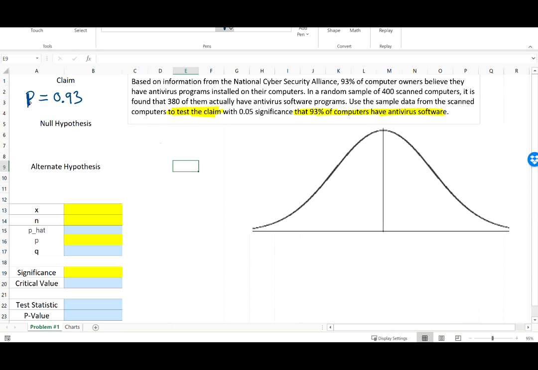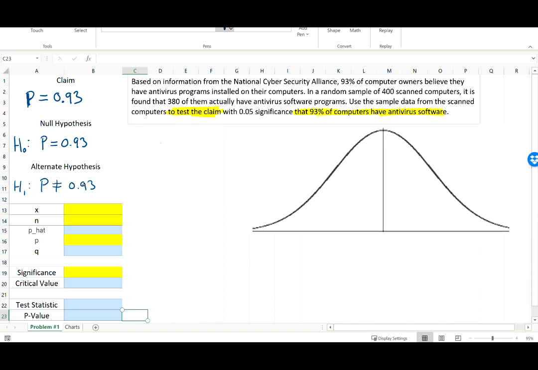The null hypothesis, remember that's always a statement of equality, so the null hypothesis would also be P equals. Actually, let's use the notation here. The null hypothesis, H0, would be the statement P equals 0.93, and the alternate hypothesis, which we call H1, some books use a little a down there instead of the 1, either way, would be that the population proportion is not equal to 0.93.